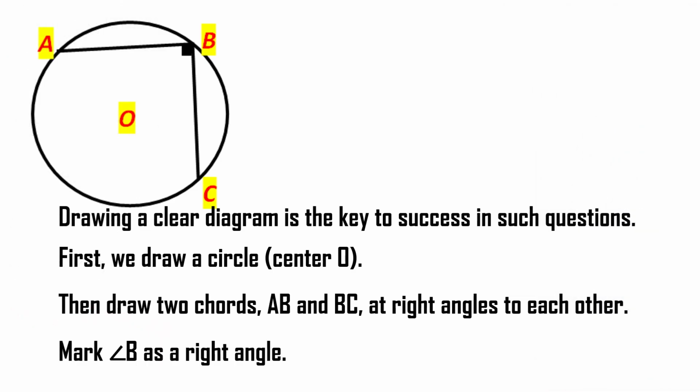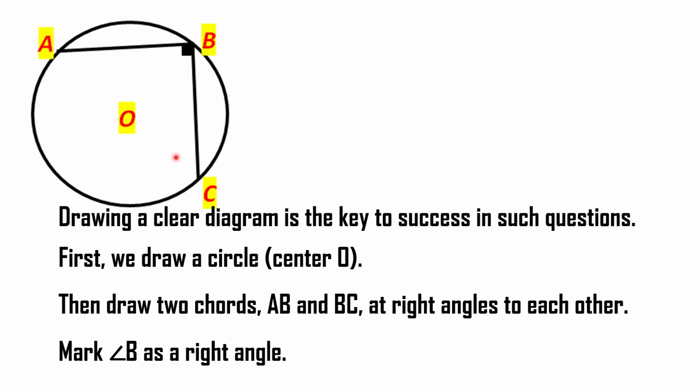Drawing a clear diagram is the key to success in all such geometry and trigonometry questions. Drawing a clear diagram is the first step. Now, we draw a circle with center O, that is point number 1.